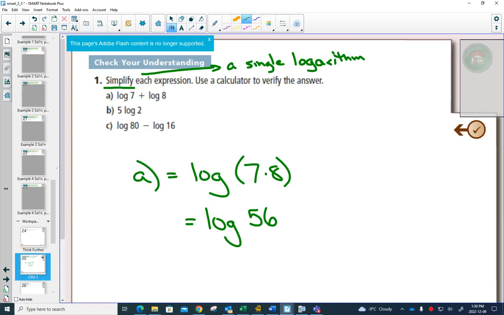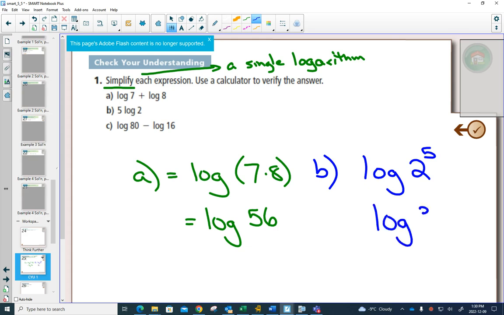In B, we have a number out in front. The log law says if you're multiplying by a number out in front, that number can get moved in. Base is still 10. There we go. Moved in as an exponent. And 2 to the 5 is 32, so this would be simplified to just be log base 10 of 32. Remember, if they don't write a base, it has a base 10 there.